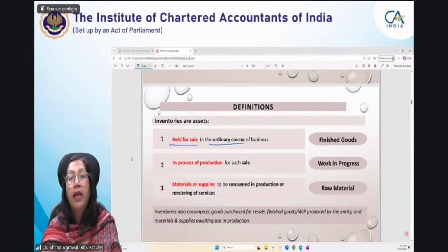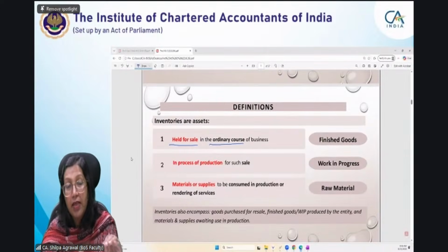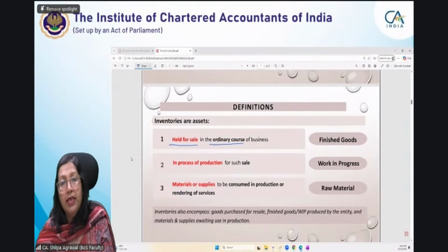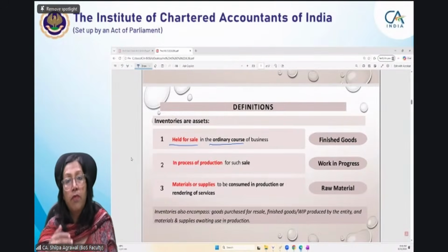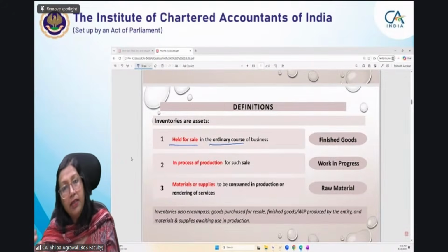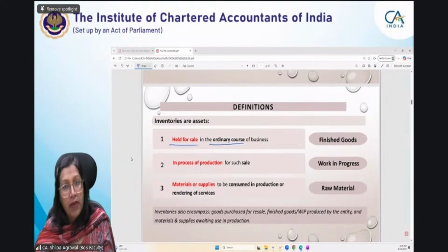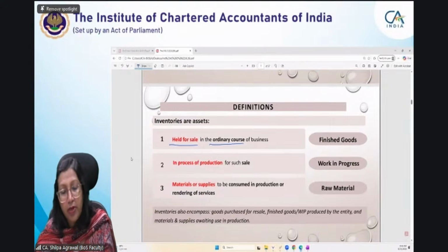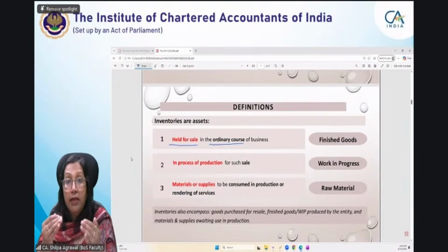Okay. In the process of production for such sale, sometimes inventories, exactly what you buy, you do not sell in the same form. You just incur some cost for conversion and make it another product, and that other product is your goods for sale. So that is your finished goods. In the process of production we also have items during the process.